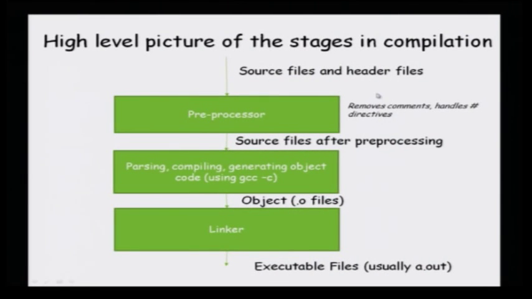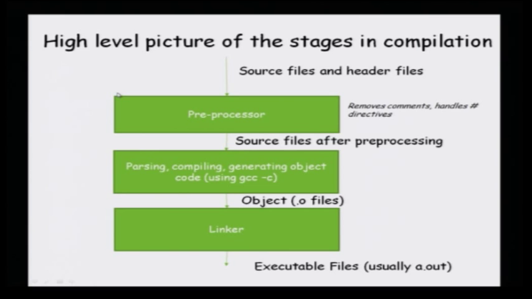So, the high level picture of the stages in compilation: you have source files, and then they are run through the preprocessor, which produces the transformed files. After compilation using gcc -c, it produces object files, and after the object files are done, they are linked to produce the executable files.